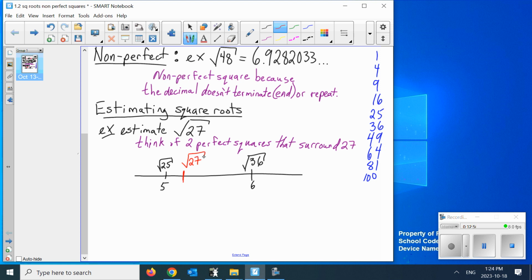So underneath here, this is what we're going to say. Square root 27 is, and I'm going to put a wavy equal sign. Wavy equal sign means approximately. It's about 5.2. I showed using benchmarks why it would be. The wavy equal sign means approximately.